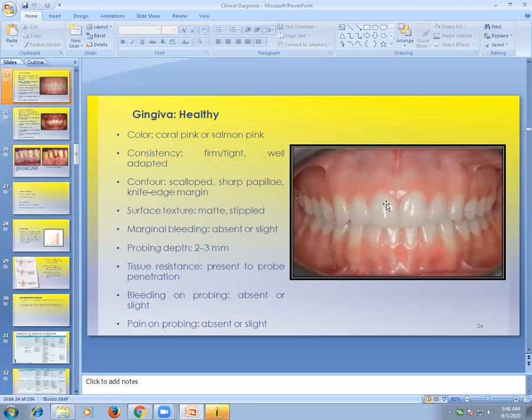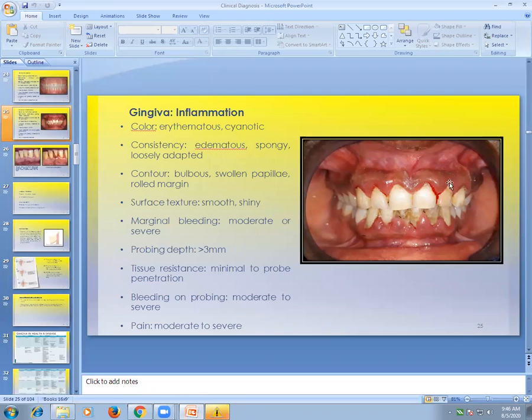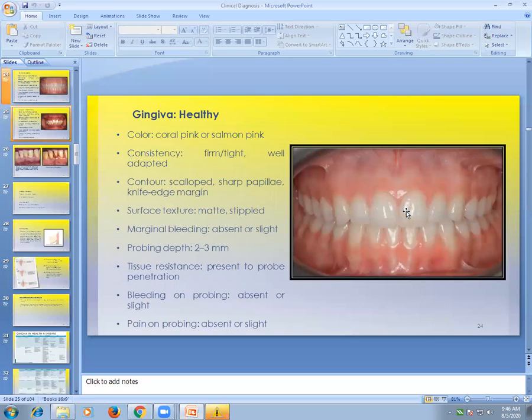That type of appearance, we call it a stippled appearance. That is the normal physiologic surface texture of gingiva. But because of edema and soft tissue ballooning in that area, obviously this stippling is not seen, it is not obvious. So you have to write about surface texture, that stippling is not seen or stippling is absent in that particular region.